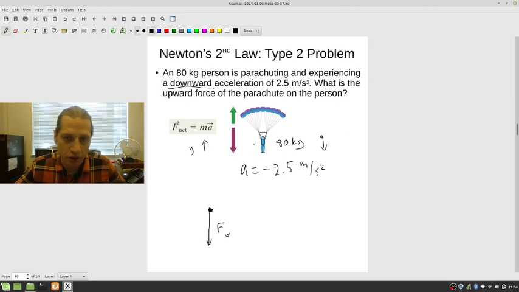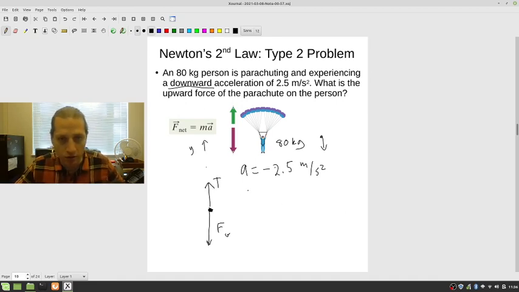In this case, you don't have a normal force because this person is not being pushed up by the ground. They're not on the ground. The only thing pulling them up is that tension force from the parachute. And this tension force is in this case going to be a little smaller than the force of gravity, and it wants us to find that force.